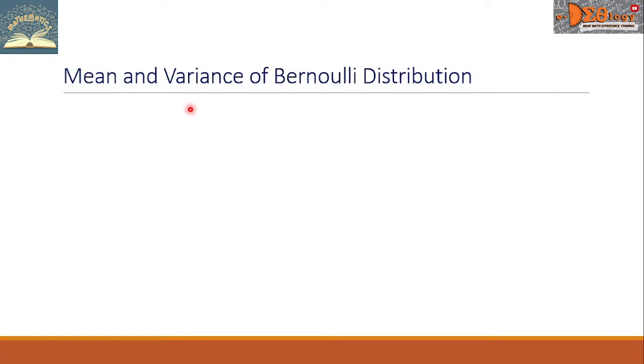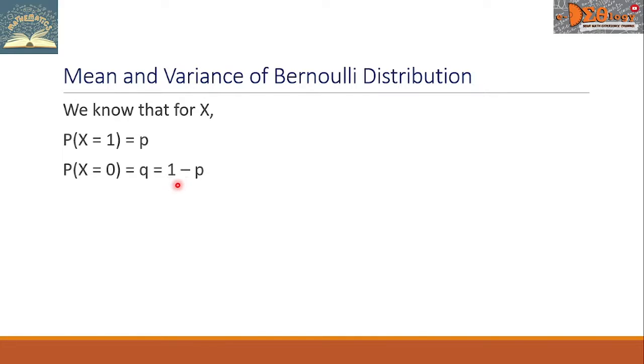Let's go now to the mean and variance of Bernoulli distribution. We know that for the random variable x, there are two chances: the probability for x equals 1 and the probability that x equals 0. For the first probability where x equals 1, we assign this to be p, and for the second probability where x equals 0, we assign the value q. And this q here is equal to 1 minus p.